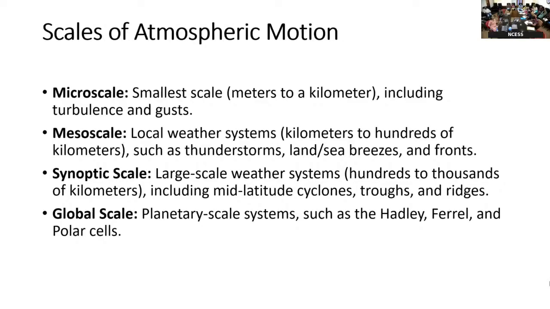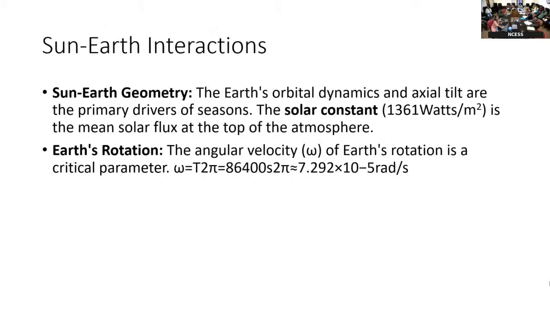All these are synoptic scale systems, and the wind systems like the Hadley cell, Ferrel cell, and polar cell, the global wind systems, rise from the equator and end at the subtropics, and again rise from there. All these are global planetary scale systems. So these are the different scales of atmospheric motion: microscale, mesoscale, synoptic scale, and global scale. We define all the systems in this scale.